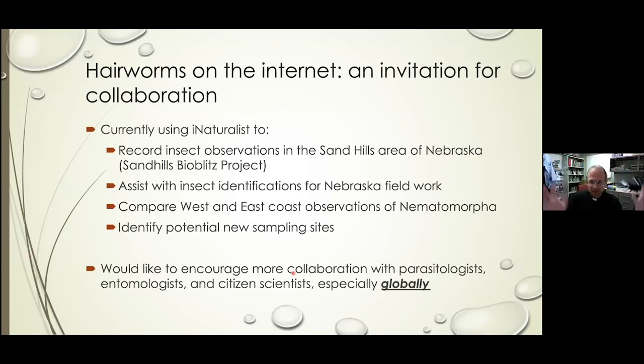Those states on the East Coast were equivalent to all of California in terms of land area and population, because you don't want to bias it. He just looked at the observations of Nematomorpha, and we're going to see whether there are more on the West Coast versus the East Coast.